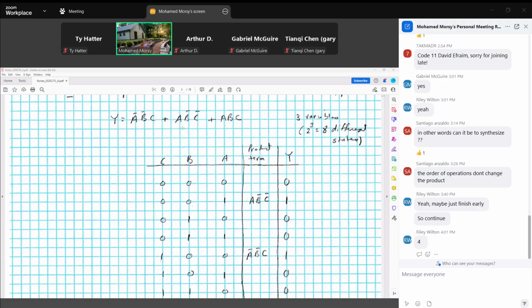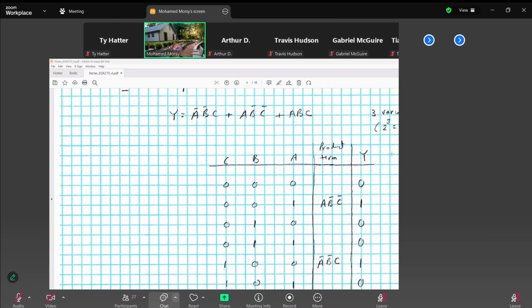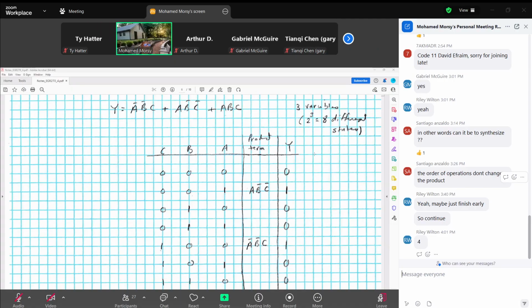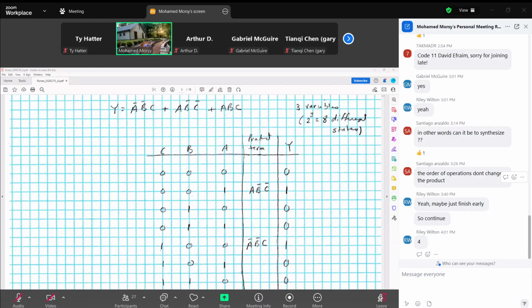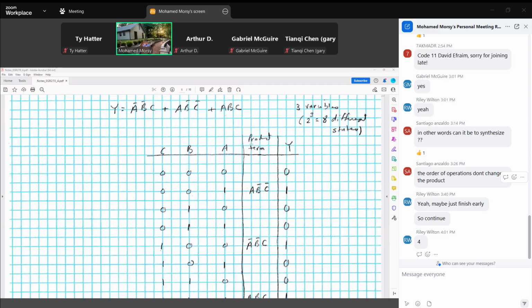First of all, how many variables do we have? 3 variables. So 3 variables means 2 to the power 3 is 8. So this means we have 8 different states, or different unique combinations. So we start by drawing the truth table like this: put the inputs A, B, C, and then a column for the product term, also called the fundamental term, and the output Y.